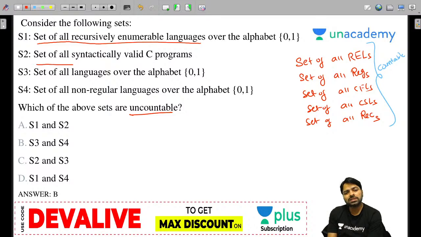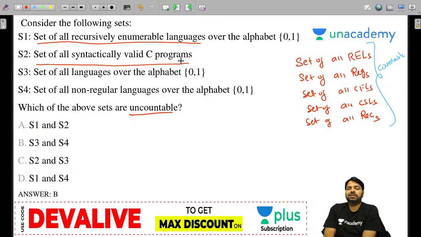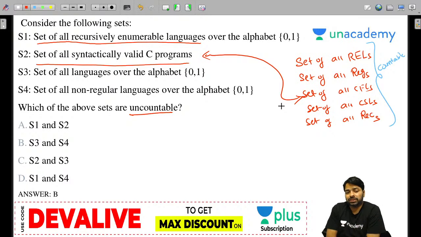Now, set of all syntactically valid C programs, and for that you have syntax only, right? Indirectly, it is a context free language, guys. Set of syntactically valid programs means you are trying to say set of CFLs, another name of this one, because this context free language is based on the context free grammars you have written for the C language compiler. During syntax analysis you might have a context free grammar that can talk about this. This is also countable. I'm trying to tell you why it is countable.